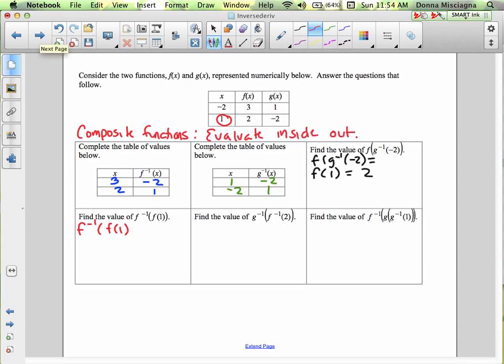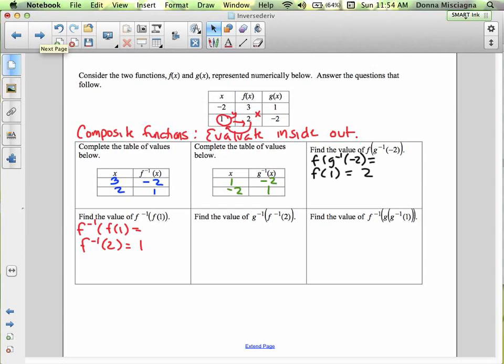So f inverse of f of 1, we're going to plug in 1. If I plug in 1, I get 2. So f inverse of 2 equals, if I plug in 2, I'm going to go right back to 1, because this would be the x value for f inverse, and this is the y value. Remember, a function and its inverse undo one another, so we expect to get back to the original. Let's try the next one.